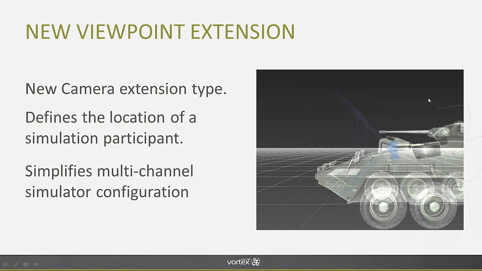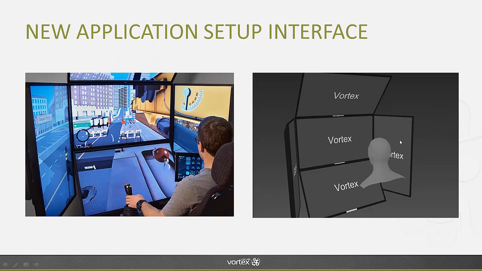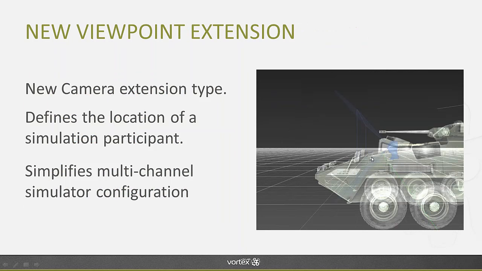Now this works in conjunction with the new viewpoint extension. So if we look here on the screen, you can see that we have our operator's viewpoint shown in the display visualizer. Now the new viewpoint extension is an extension you add to your mechanism or scene as a new camera type, basically. And it defines the location of your simulation participant, so if it's a trainee or a human operator that's going to be testing your designs.